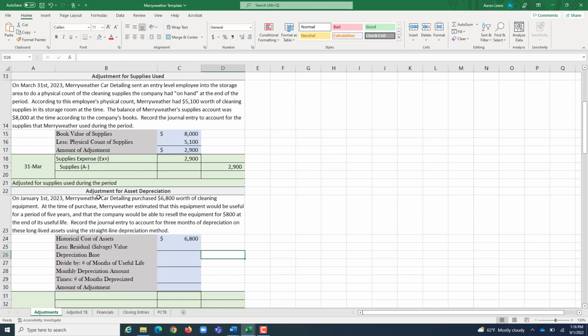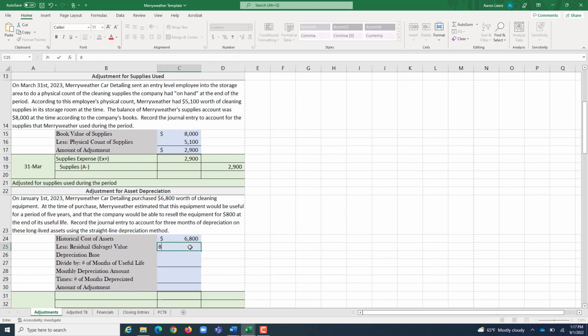So when you make that purchase, you estimate how long you're going to use it for and how much you think you're going to be able to resell it or salvage it for at the end of its useful life. Merriweather is estimating that this is going to be useful for a period of 5 years and that they'll be able to resell this equipment for $800 at the end of its life. Which in other words means we need to remove an amount of value from this cleaning equipment for the difference between what it was worth on day one when we bought it, $6,800, and what it's going to be worth at the end of its life.